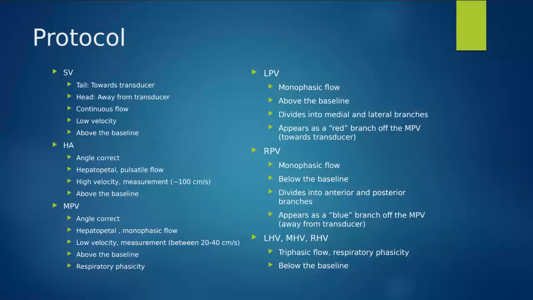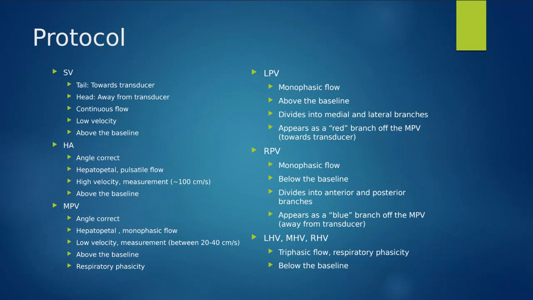Then we have our left portal, different from each other. The left portal vein, again, we're going to have that monophasic continuous flow. It's going to be above the baseline. We know it's going to divide our left lobe of the liver into medial and lateral branches, or kind of sections. The left portal vein is very important in terms of liver pathology, so when we get to some of these topics, we are going to be talking about that left portal vein a little bit more. On ultrasound, it's going to appear as a red branch coming off of the main portal vein, so it's heading towards the transducer even more.